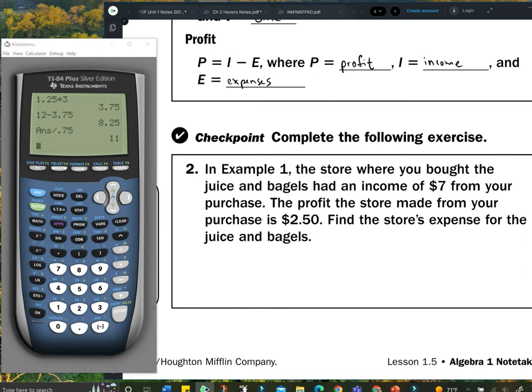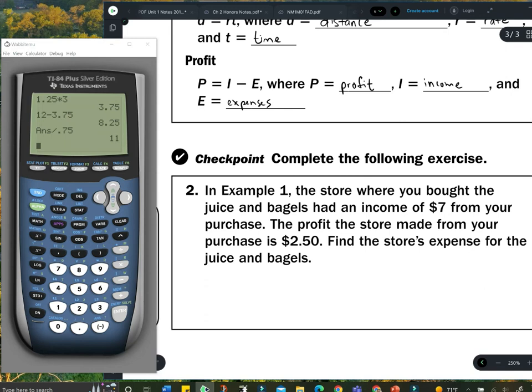Okay, so for our checkpoint here, the store where we bought the juice and bagels had an income of $7 from your purchase. The profit the store made from your purchase is $2.50. Find the store's expense. So when you see these keywords, profit and so forth, we are going to use the profit equation. So let's label the different things we have. First off, we know we're plugging things in. So P is equal to I minus E.